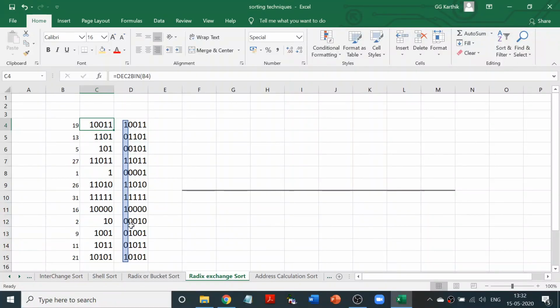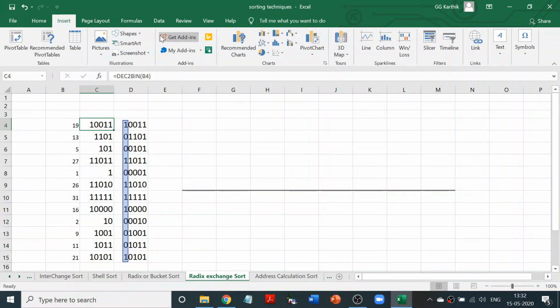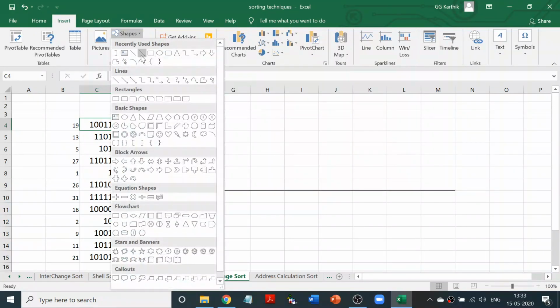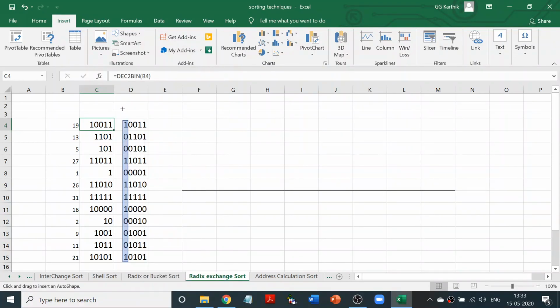Just listen, we will take from the most significant bit. Unlike the previous method, it's completely different. We are not going to go from right to left, we are going to go from left to right. So what we have to do is take one column at a time. We are going to take the first column, and it is going to keep changing.